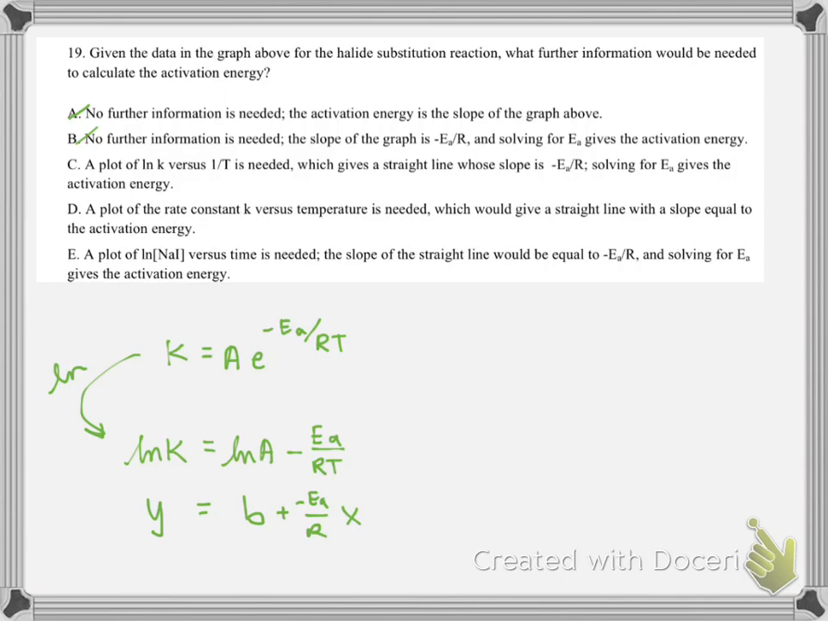And so answer choice B says if we just plot k and temperature straight out, that wouldn't give us a line. That would give us an interesting exponential plot, but not what we're going for. And then E says a plot of the natural log of that concentration versus time. That would tell us about how a first order reaction would change. But we know from the last problem that it's second order, and this just doesn't make sense. So C would be the correct answer.